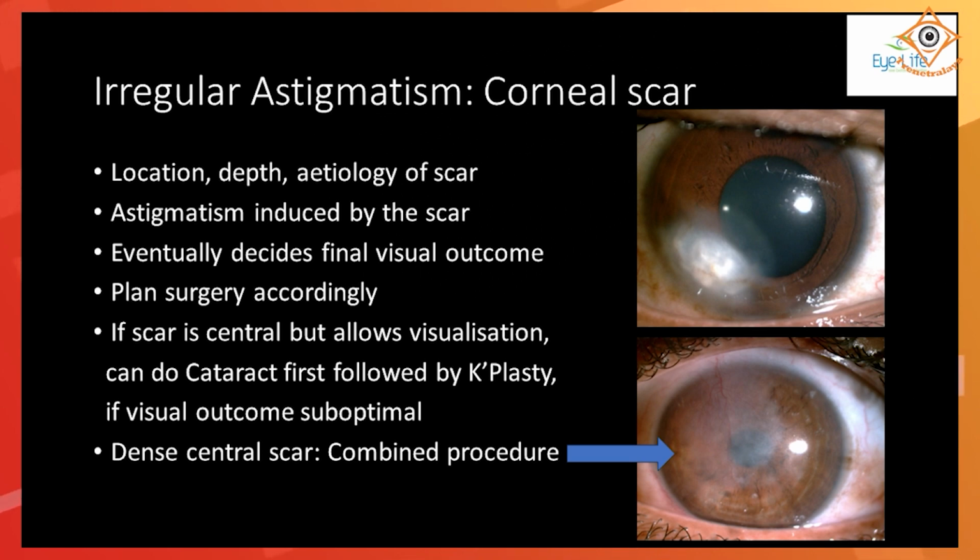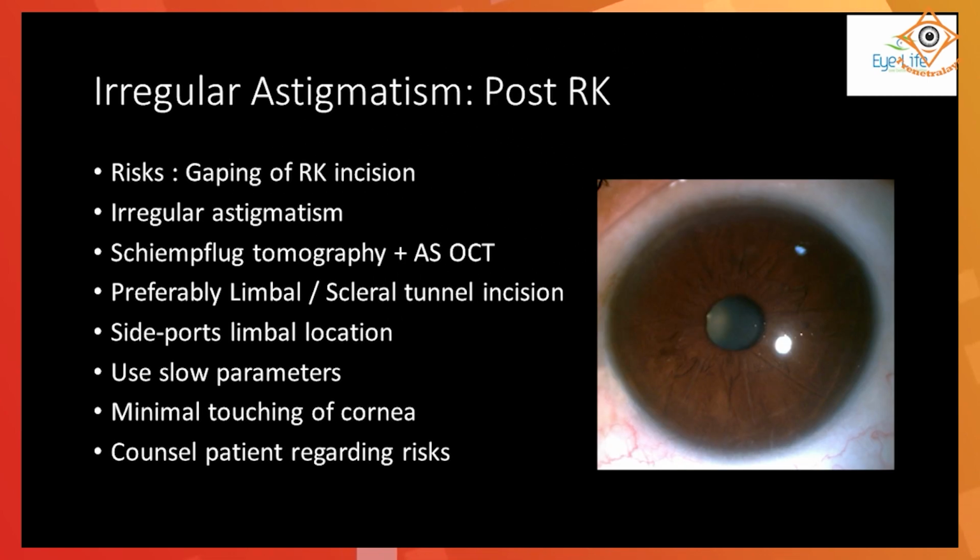Coming to corneal scar, location, depth, and etiology of the scar, along with the astigmatism induced by the scar, all play a role in deciding the post-op visual outcome, and we need to plan surgery accordingly. If the scar is central but allows visualization, one can even do a sequential surgery, as in do a cataract, and if the patient is not happy with the visual outcome, you can always go ahead and do an anterior lamellar keratoplasty. However, if it's a dense scar like the photograph shown here, it is better to go ahead and do a combined procedure.